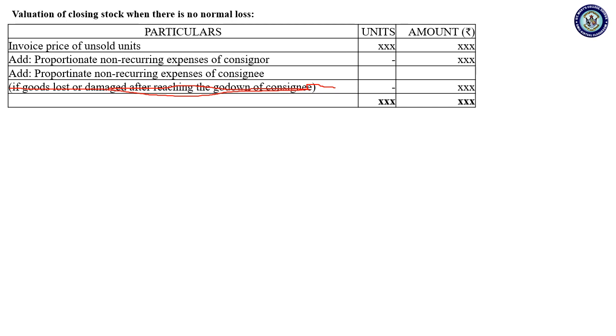Next we will move to the next format, that is computation of abnormal loss. It is the same format as the previous one, but instead of invoice price you have to write cost of goods lost. Then proportionate non-recurring expense of consignee you have to take only when the goods are lost or damaged after reaching the godown. If the abnormal loss is incurred after reaching the godown, then only you take the non-recurring expense of consignee.